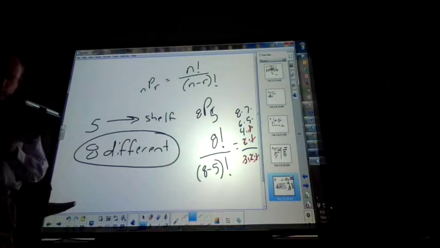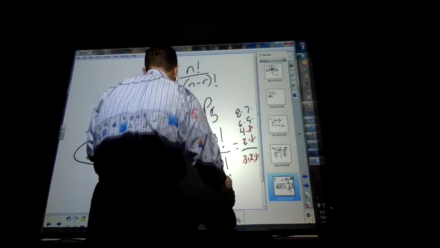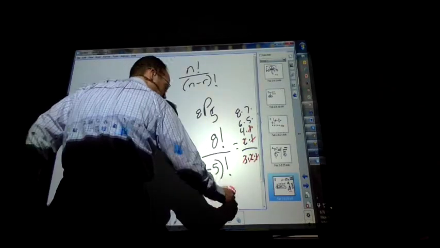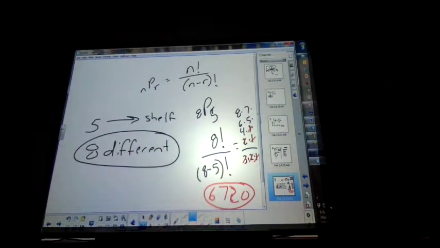And so this means that we have 6,720 different ways that we can arrange those 5 different books, or those 8 books, if we pick 5 of them at a time to arrange.